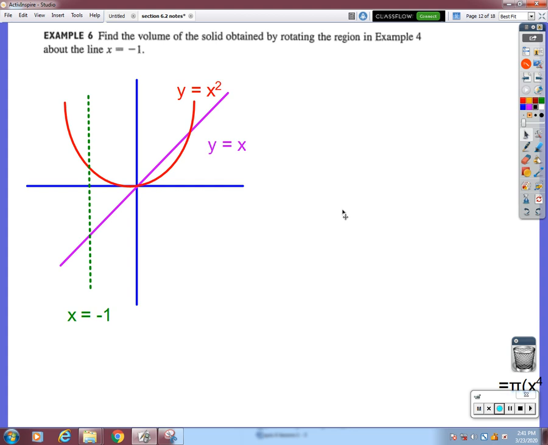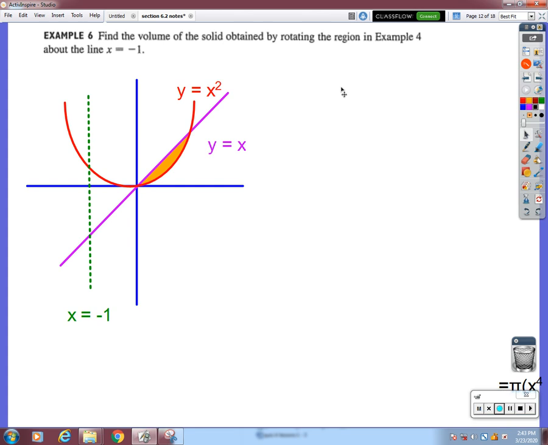I could take the same setup here, and instead of rotating this little area around the x-axis, instead of rotating it around the line y equals 2, I could revolve around the axis x equals -1 and go this way. Okay, so I'm going to take this now and rotate it sideways around the line x equals -1.